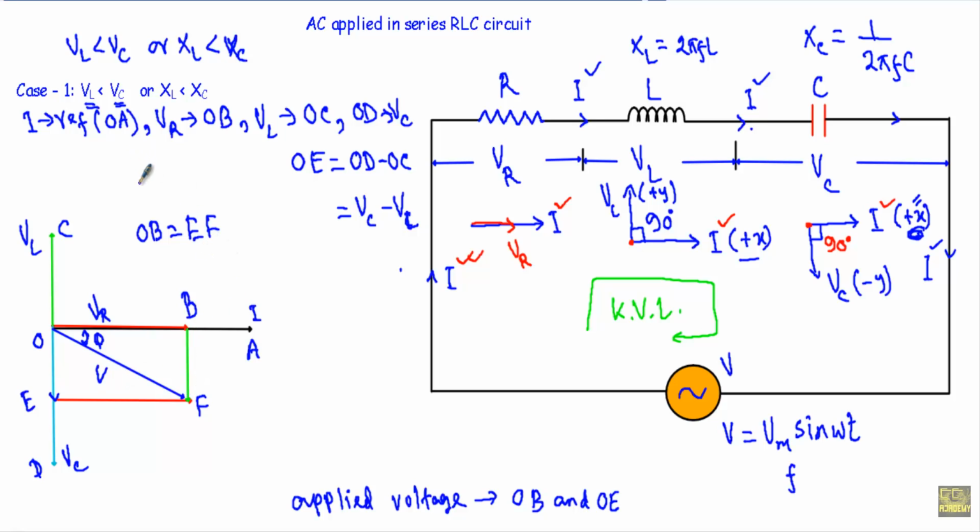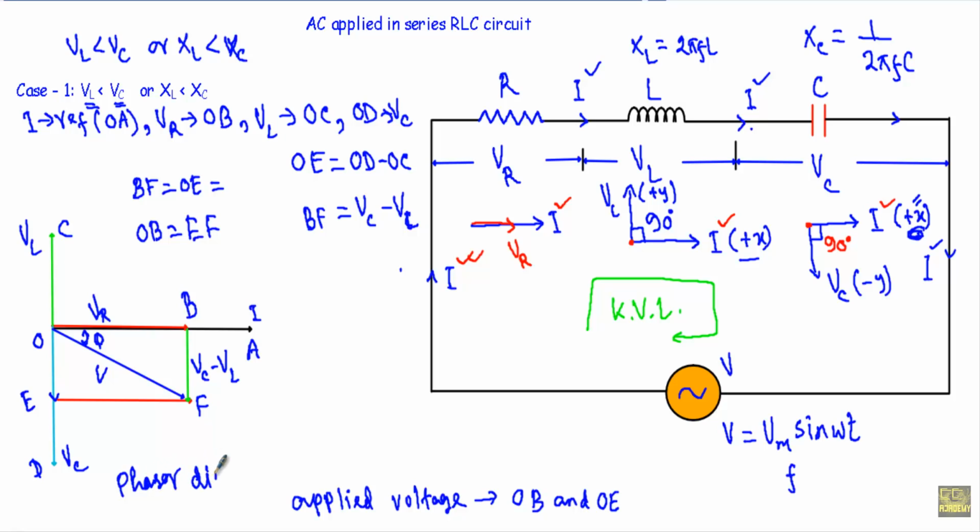BF will be equal to OE. So I will get our applied voltage phasor V. Now see, this OE is equal to VC minus VL. Therefore, BF will also be equal to VC minus VL. This will be VC minus VL. This will be the phasor diagram of the circuit.